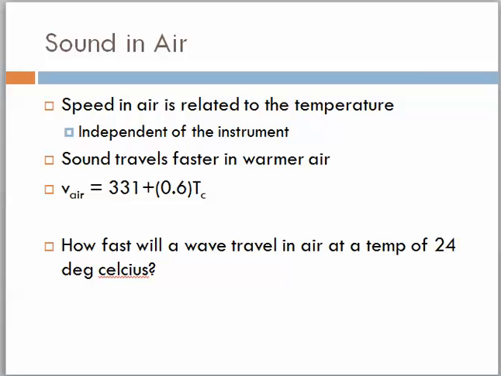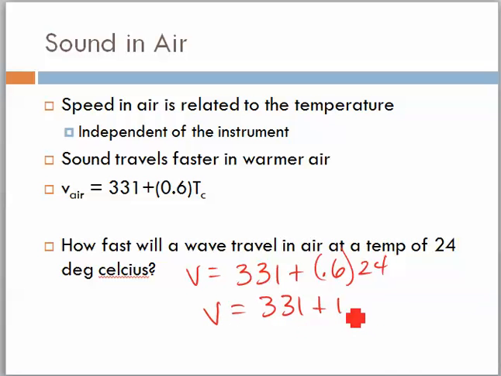So the question we have then is how fast will a wave travel in air at a temperature of 24 degrees Celsius? Well, the velocity would be 331, that's the constant, plus 0.6 times 24. So when we multiply this, we get 331 plus 14.4, which gives us a velocity of 345.4 meters per second.